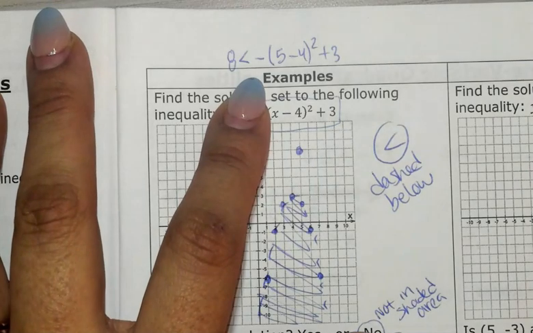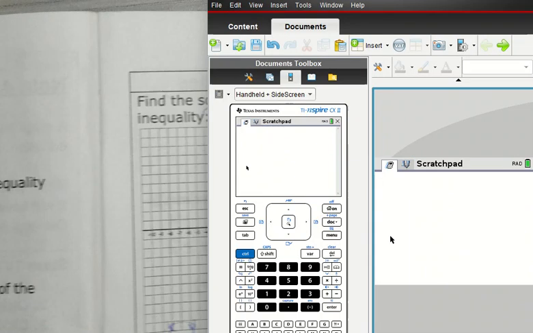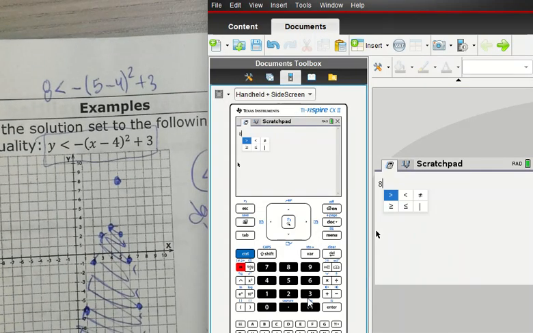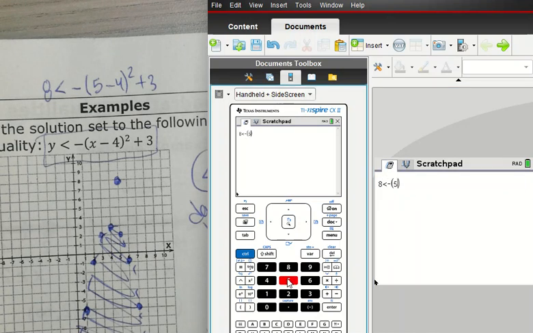We can do it by hand, or you could also use your calculator and double check. If you go to the calculator and type 8 less than negative parentheses 5 minus 4 squared plus 3.